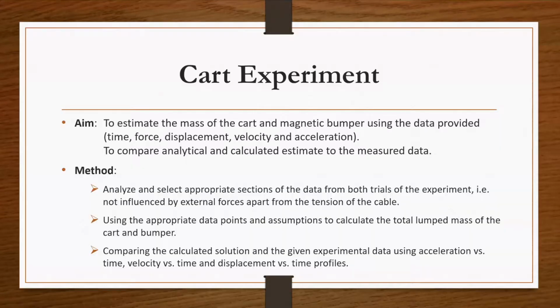University of Auckland. The aim of the first cart experiment was to estimate the mass of the cart and magnetic bumper using the data points we were given. In essence, we want to make comparisons between the calculated solutions that we have analysed and the experimental data that we have been given. So I'll just quickly show a quick run of the actual experiment.